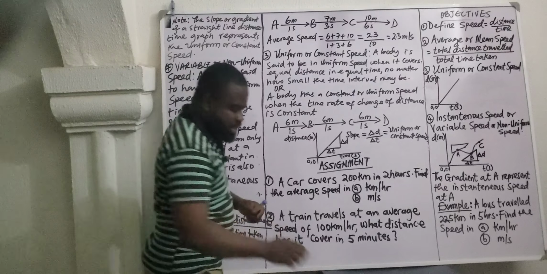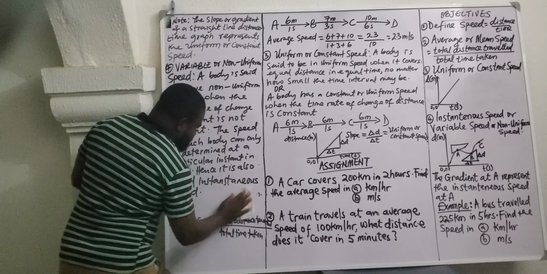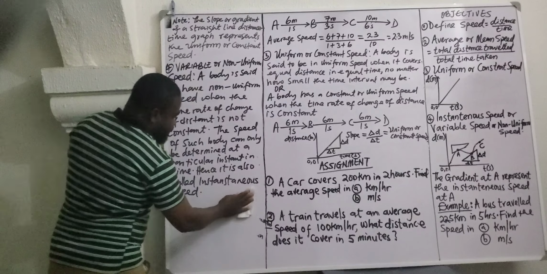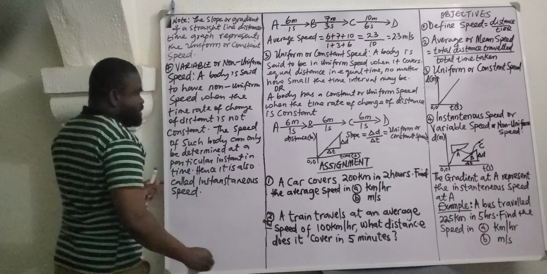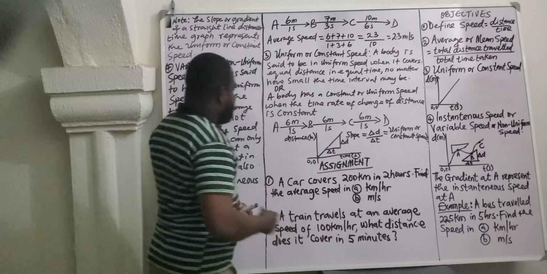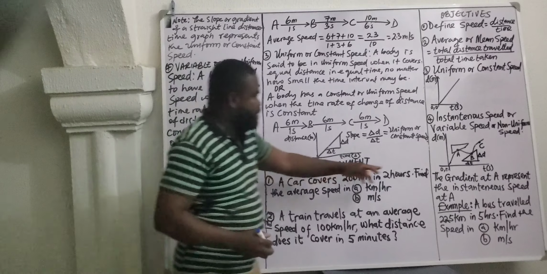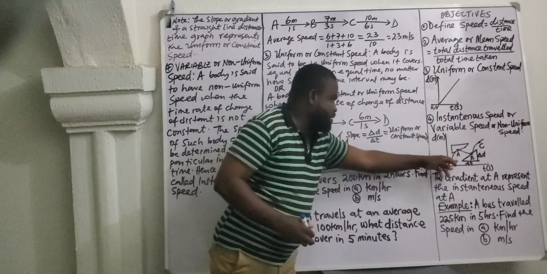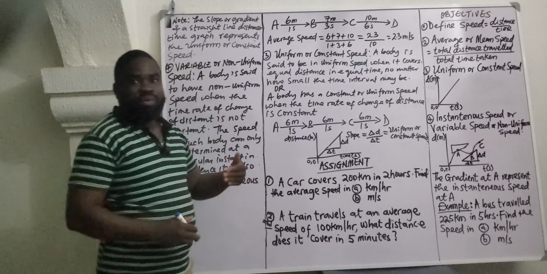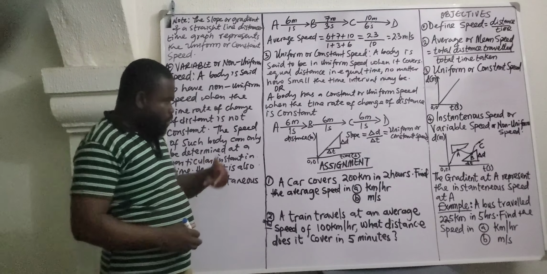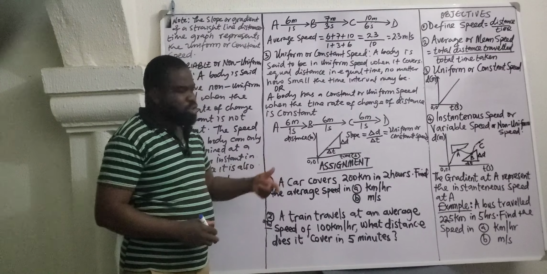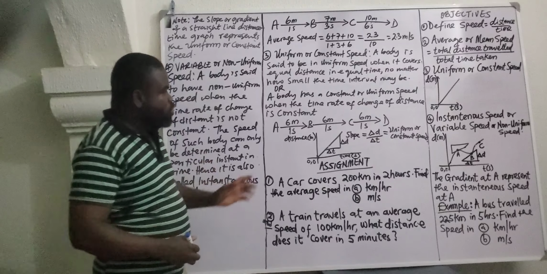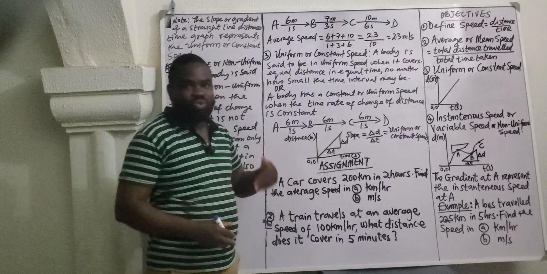So, what am I saying? That instantaneous speed is the speed of a body at a particular instant in time. Now, if we have a distance-time graph illustrating variable speed, or non-uniform speed, or instantaneous speed, that graph will not be a straight line, rather it will be a what?